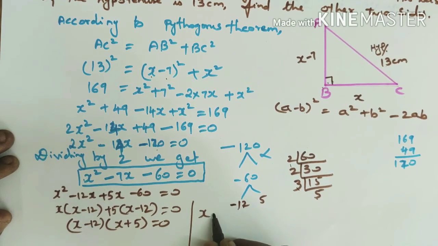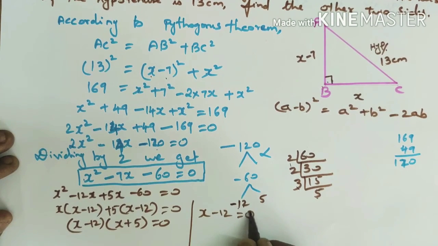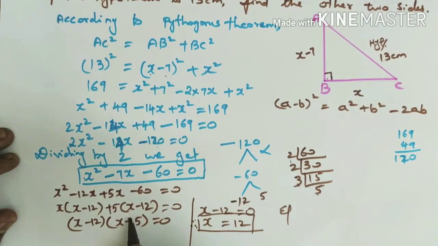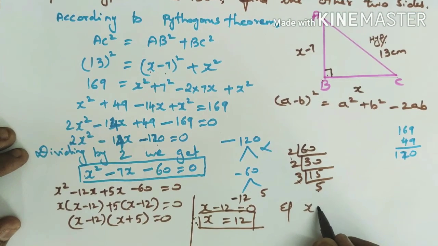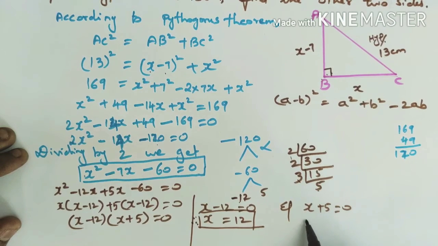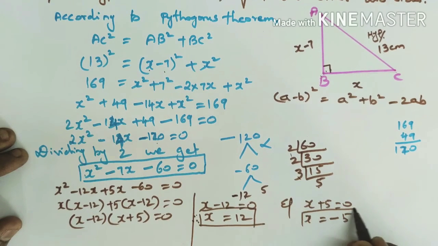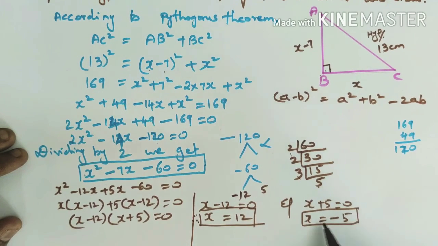First take the first bracket. X minus 12 is equal to 0. Therefore x is equal to plus 12. Minus will come as plus. So the first value x, that is the root. X value is 12. Same way find out for the second bracket. What is the second bracket? X plus 5 is equal to 0. Therefore x is equal to minus 5.